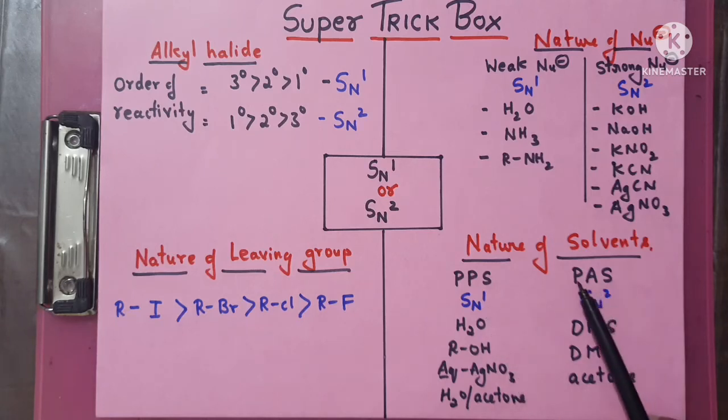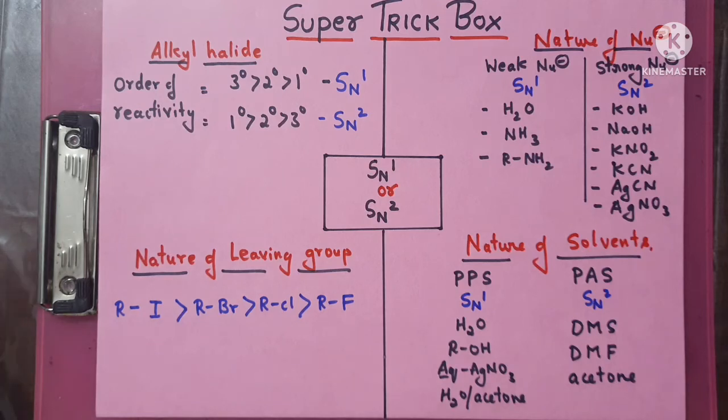Then we have polar aprotic solvents, which always prefer SN2 mechanism. The example is dimethyl sulfoxide. Then the other one is dimethyl formamide. So these are DMSO, DMF and acetone. These are the examples for polar aprotic solvents. They always go for SN2 mechanism.